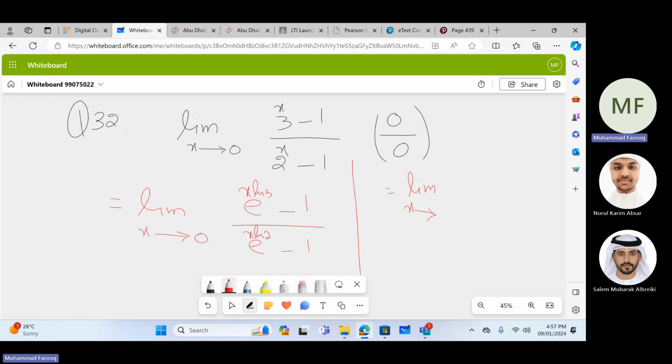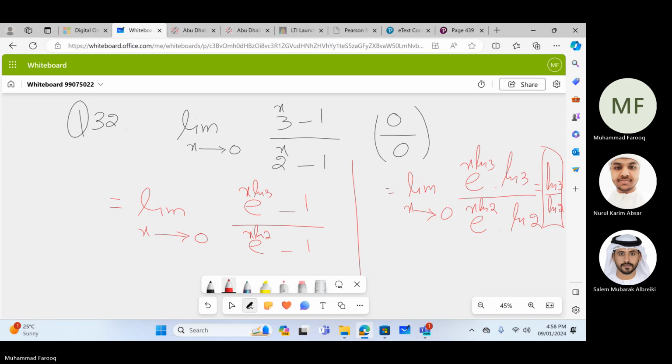Limit x to 0. The derivative of e power x ln 3 is e power x ln 3 times the derivative of x ln 3, which is ln 3. The 1 is constant, so 0. Divide by e power x ln 2 times ln 2, and definitely because this is constant, 0. Now please substitute. Wherever you have x, put 0. So e power 0 is 1, times ln 3. In the numerator I have ln 3, divided by e power 0 which is 1, times ln 2, because x is 0. So the answer is ln 3 over ln 2. That's it. We have got the limit answer.